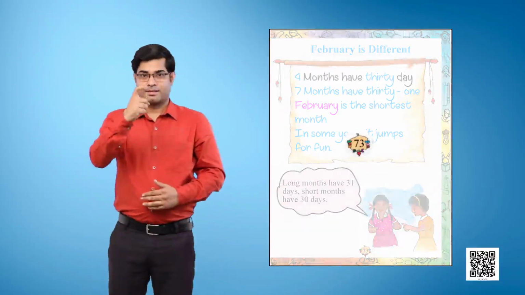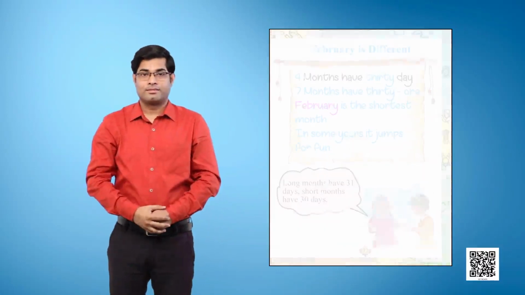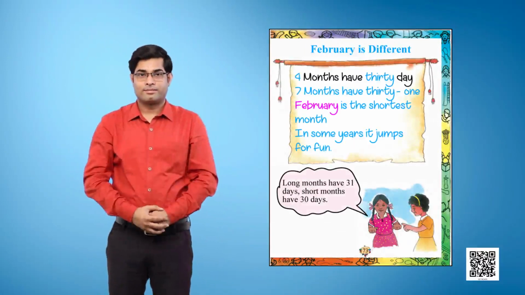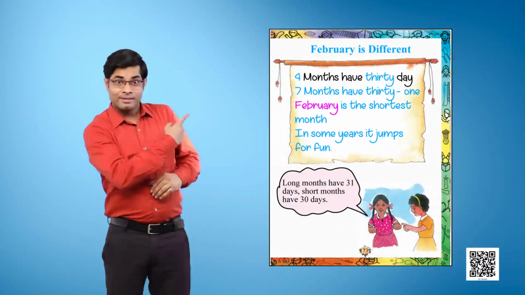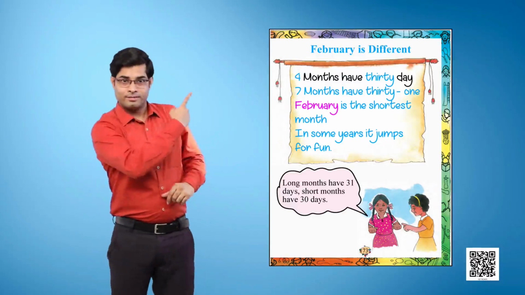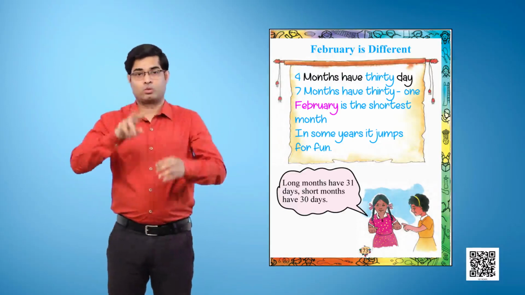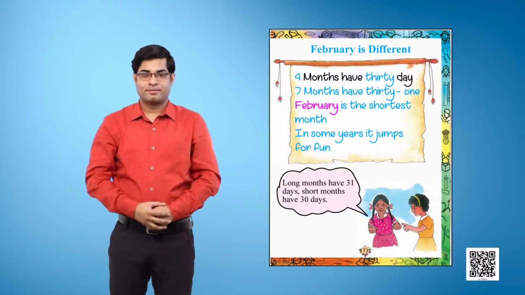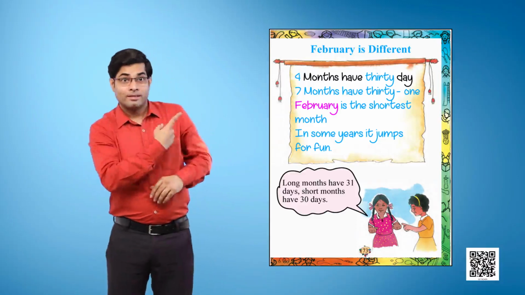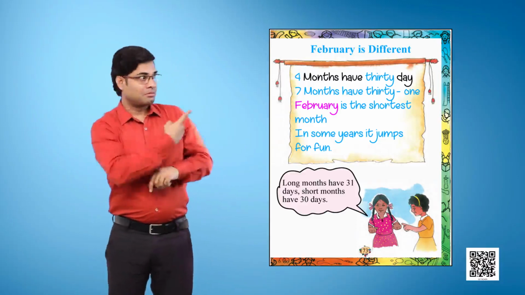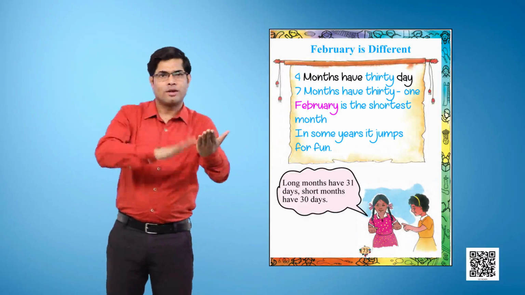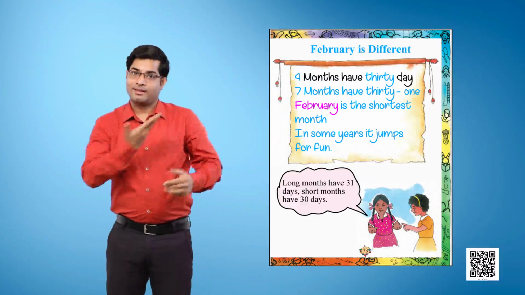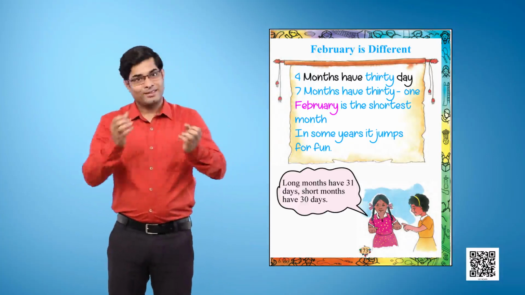Page number 73. February is different. This page has two pictures and two questions. Let's begin reading this page. Picture 1 shows a board with a poem about months in a year. Here is the poem.